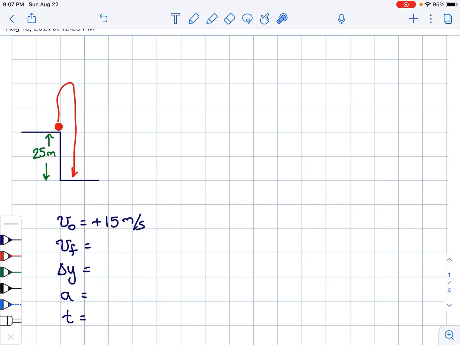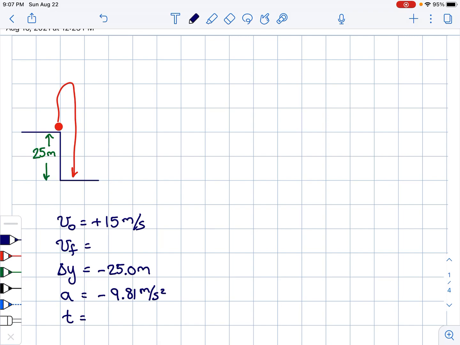So since it's thrown upwards, the initial velocity is positive. We don't know the final velocity, but we do know delta y because the ball starts here and it ends up on the ground. So overall, delta y in this case is negative 25 meters. It ends up 25 meters below where it started. Of course, because gravity is changing the velocity, we know the acceleration is 9.81 meters per second squared. And our goal is to find the time, okay?